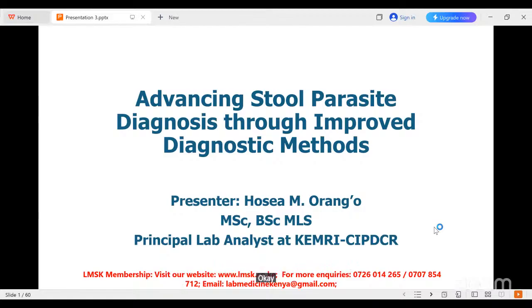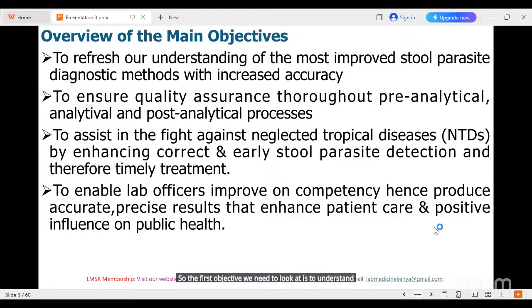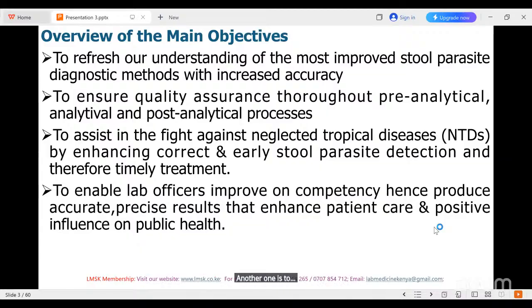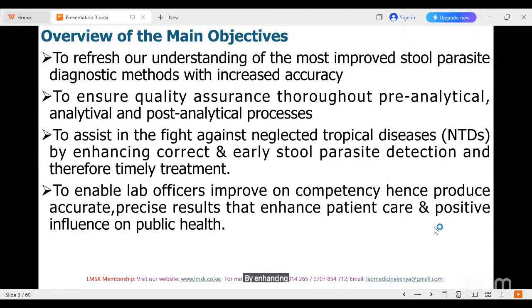Colleagues, our topic for today is advancing stool parasite diagnosis through improved diagnostic methods. Let me give you an overview of our main objectives for today. The first objective is to refresh our understanding of the most improved parasite diagnostic methods with increased accuracy. The second is to ensure quality assurance throughout our processes, that is pre-analytical, analytical, and post-analytical. Another is to assist us in our role in the control and fight of neglected tropical diseases by enhancing correct and early stool parasite detection and therefore timely treatment. And the last objective will enable us as lab officers to improve our competency and produce accurate and precise results that enhance patient care and positively influence public health.